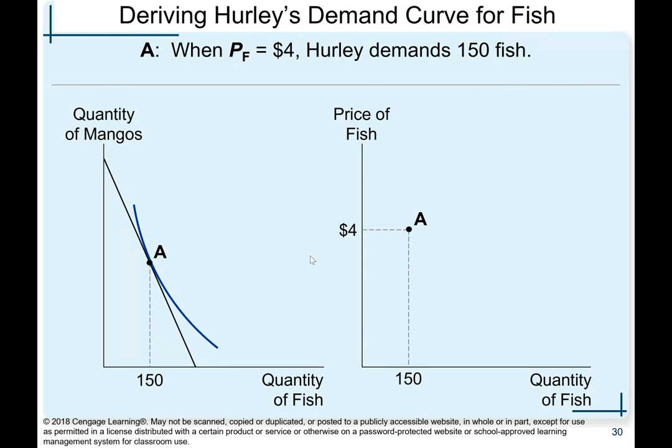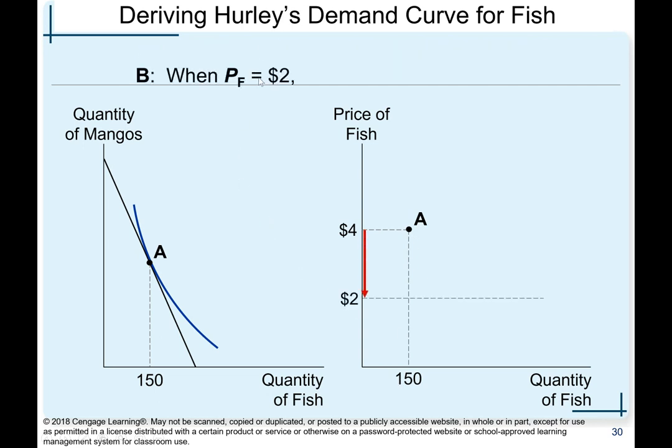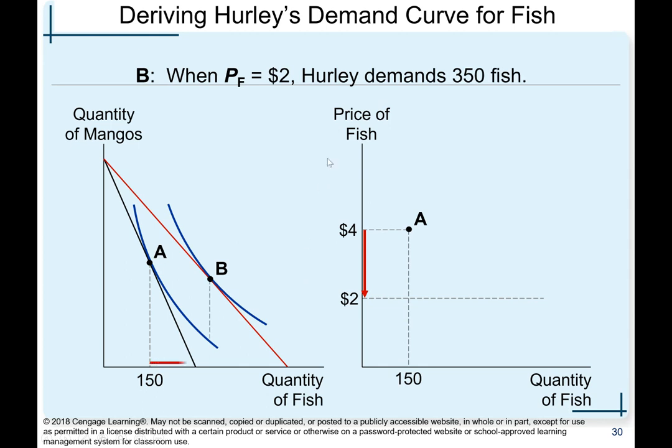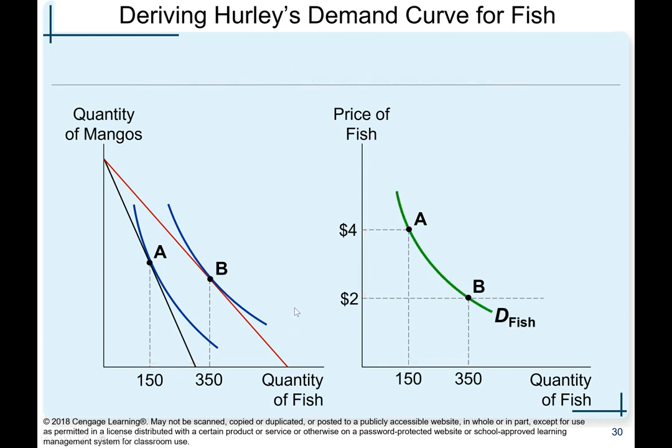When the price of fish is $4, Harley demands 150 fish, as you can see here. When the price of fish is $2, Harley demands 350 fish, as you can see. And that is the new indifference curve. You can use that to derive the demand for fish. So this is deriving Harley's demand curve for fish from the given indifference curve.